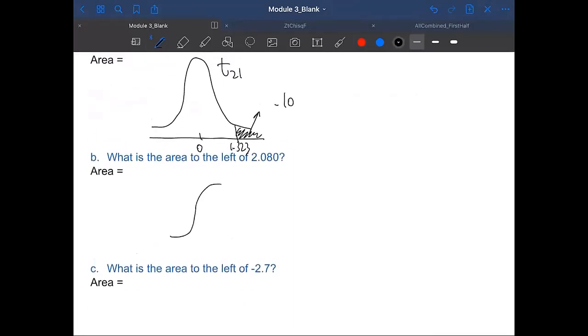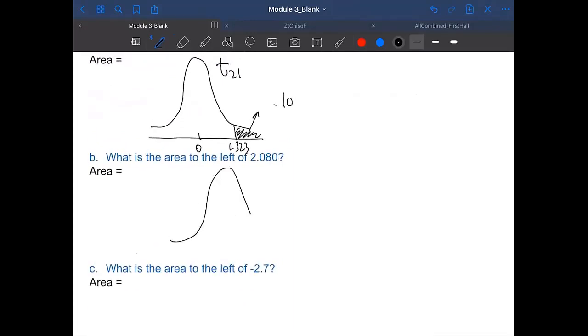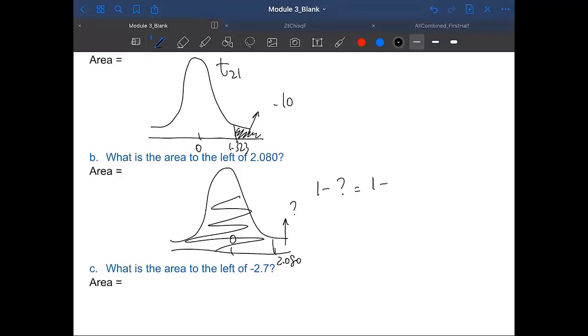Okay, so again, I'm just going to draw another one, 0 here, to the left of 2.080. Instead of shading the small corner here, I'm going to shade the entire thing to the left. So you're going to find this part first, and then you're going to use 1 minus the question mark, right? This part, 2.080, and 21 degrees of freedom.